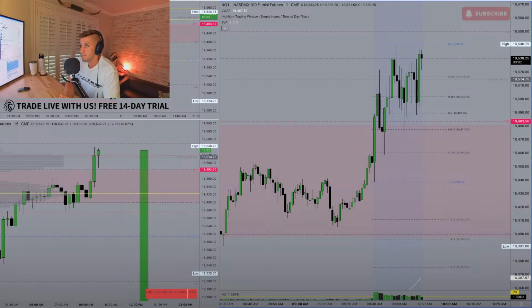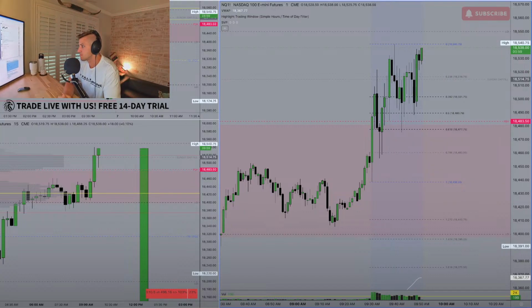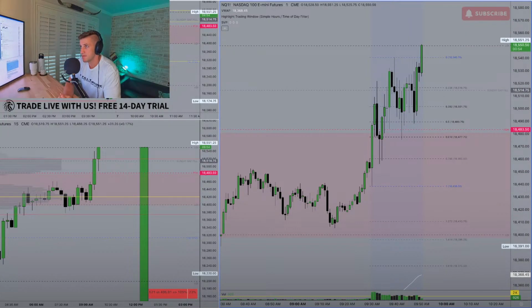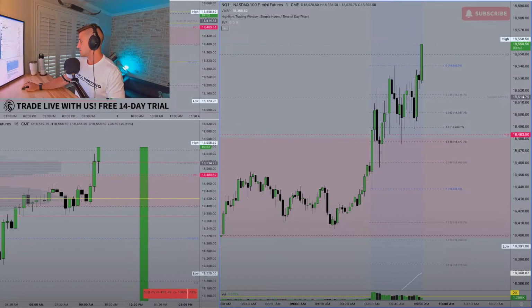Ten till 10 a.m. NQ about to make a fresh session high. There it is. New high of day into 550. Level of interest.